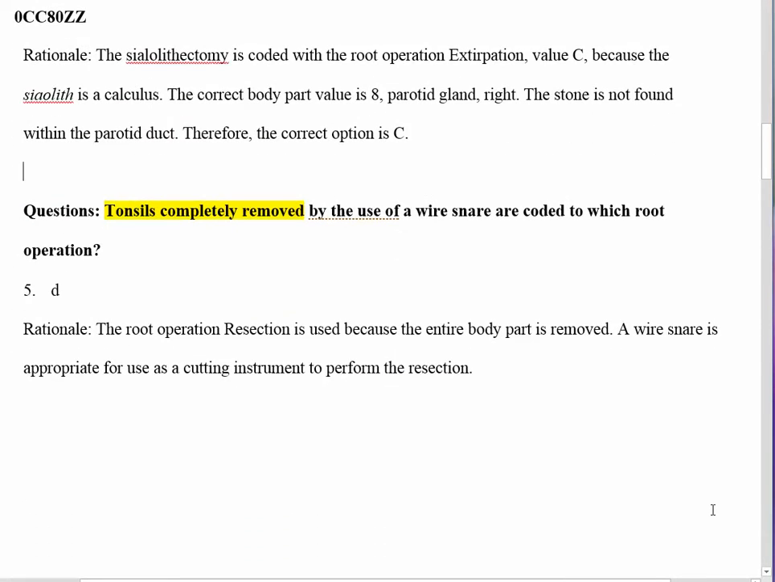The last one of the 5 multiple choice states tonsils completely removed by the use of a wire snare are coded to which root operation. The key I highlighted here in yellow is that the tonsils are being completely removed from the patient's body. That is the direct interpretation of the root operation of resection. So the 4 options you were given, which is alteration, excision, fragmentation, and resection. Resection is the correct one, and that happens to be option D.